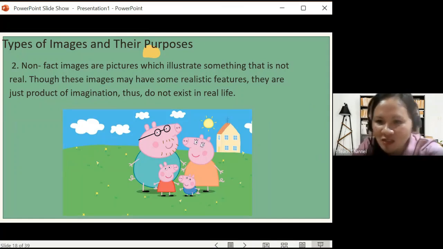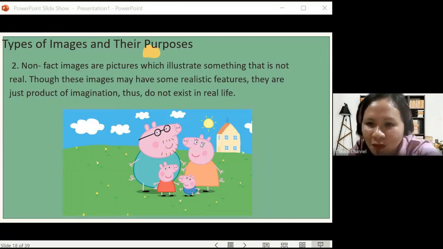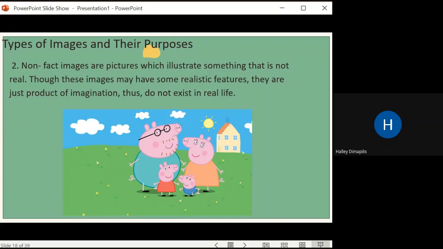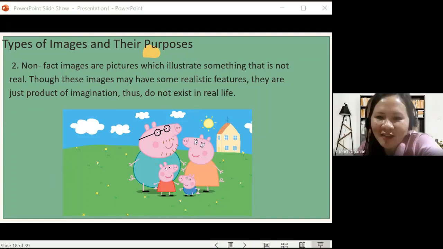Please read from the other person. Let me try. Please read, Haley. Non-fact images are pictures which illustrate something that is not real. Though these images may have some realistic features, they are just products of imagination, thus do not exist in real life. All right, thank you so much, Haley. You're very good in reading.